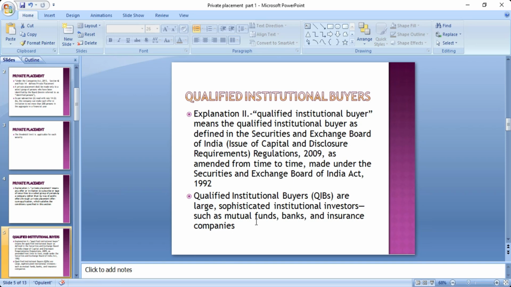Next, Explanation 2. Qualified institutional buyer means a qualified institutional buyer as defined in the Securities and Exchange Board of India (Issue of Capital and Disclosure Requirements) Regulations 2009, as amended from time to time, made under the Securities and Exchange Board of India Act 1992. So we have to see who the qualified institutional buyers are. They are large, sophisticated institutional investors such as mutual funds, banks, and insurance companies. They are treated as qualified institutional buyers.